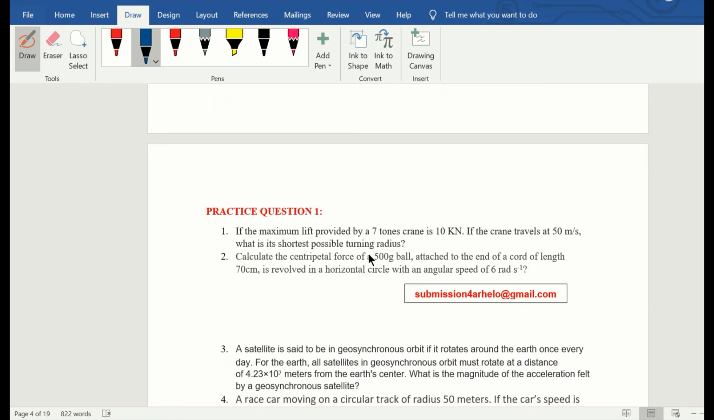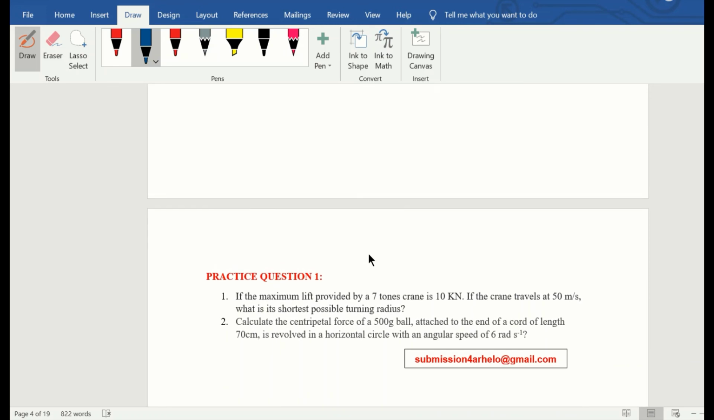So here is a practice question for us. You are expected to work out these questions in your notebooks, take a picture of your working, and send it to this email address.